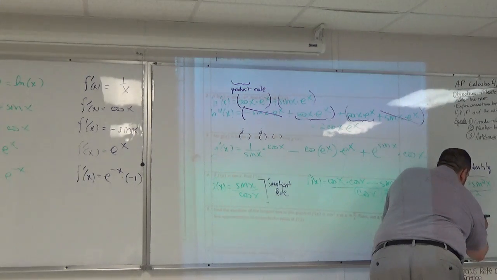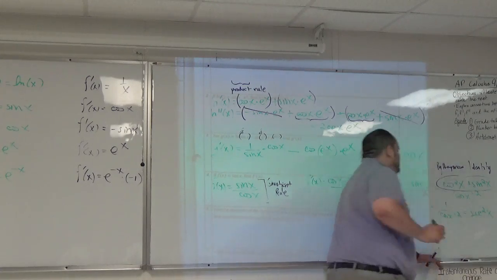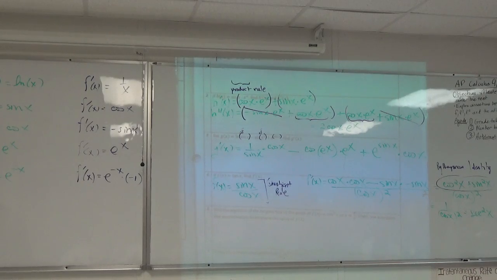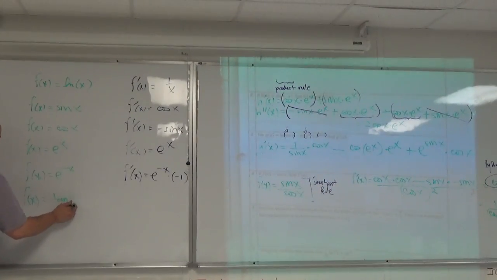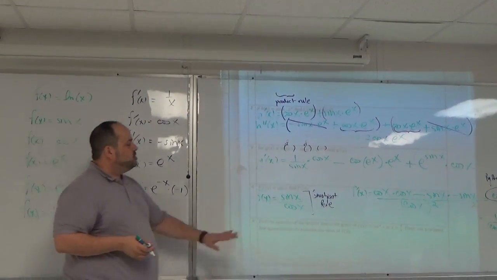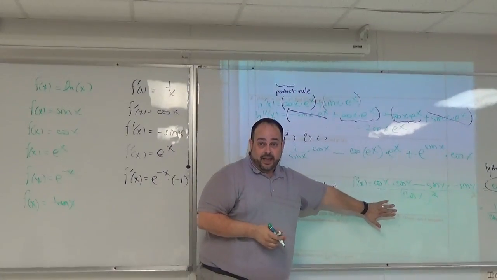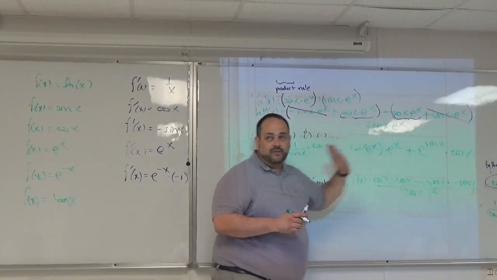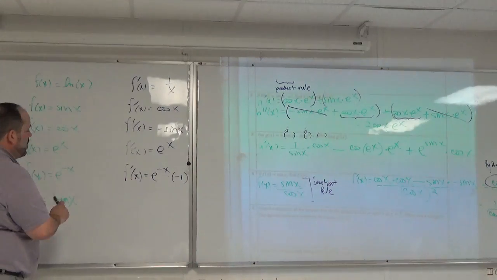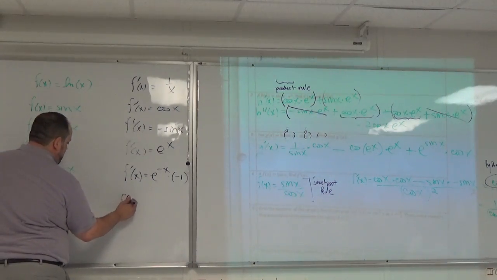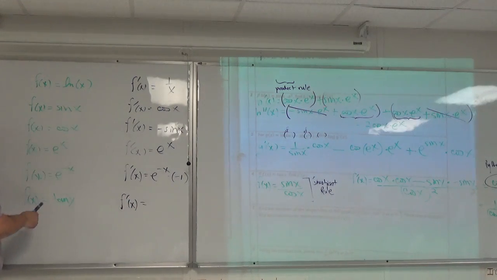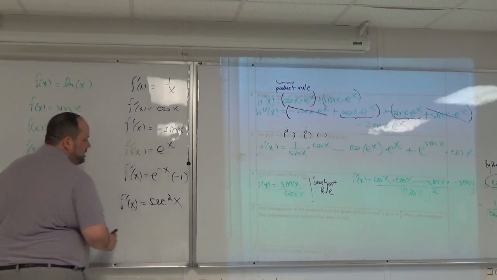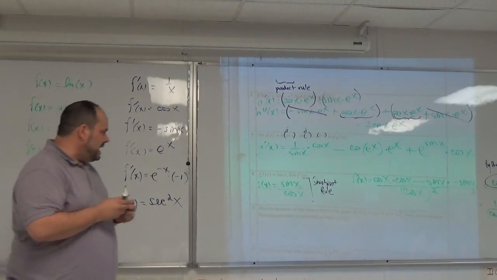Secant squared of x. I will tell you right now, I am going to ask you again to find the derivative of tangent of x, and you are welcome to go through this whole process and figure out, oh, I have to do a quotient rule, oh, I've got to use the Pythagorean identity, or you can just lock into your memory banks that f prime of x is secant squared of x.